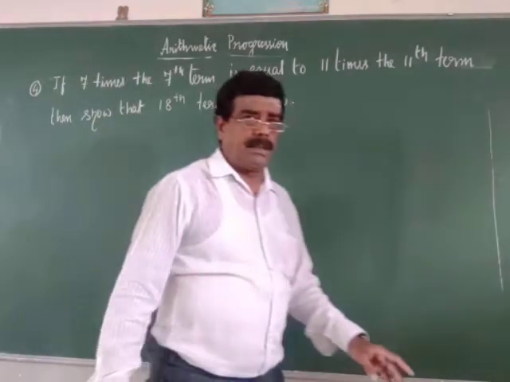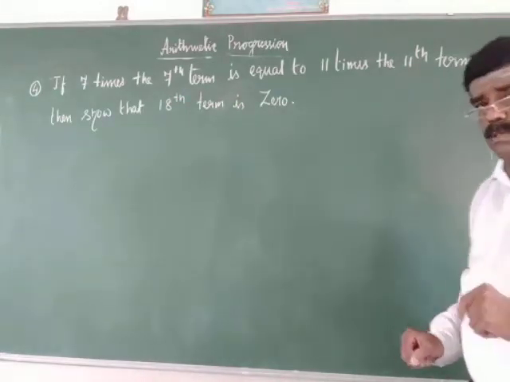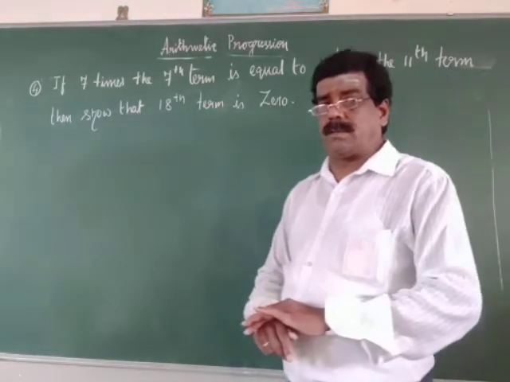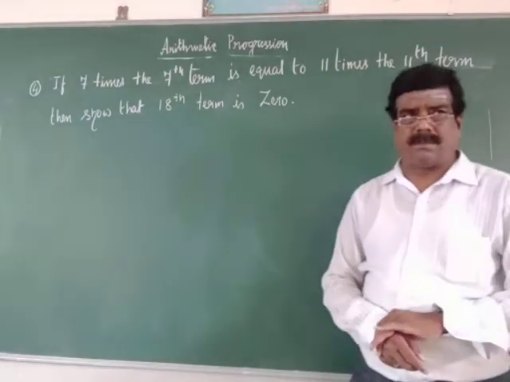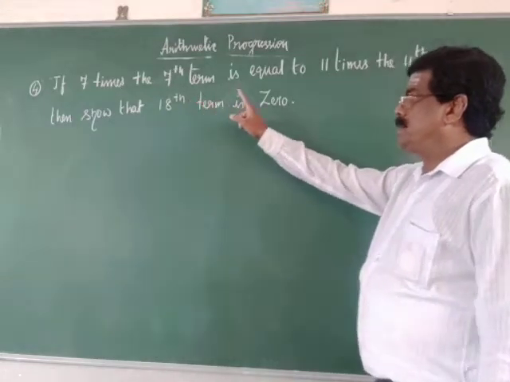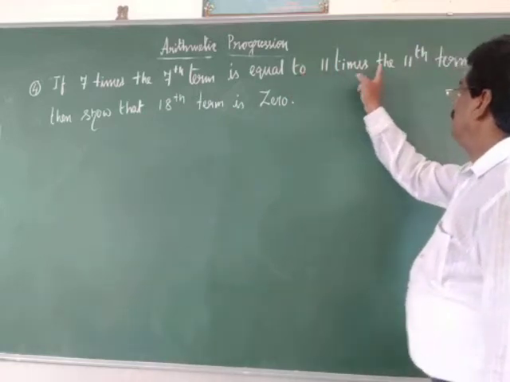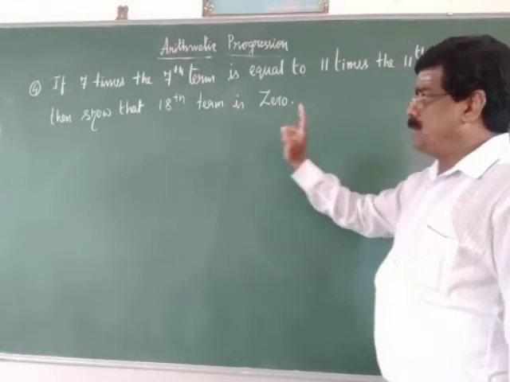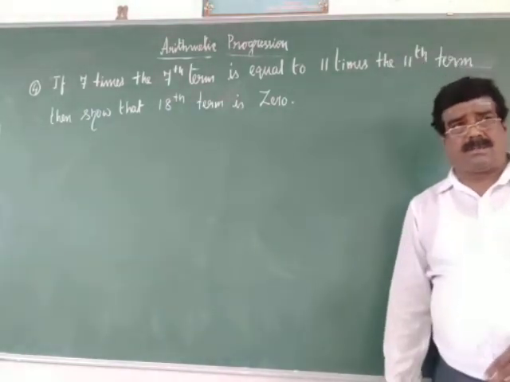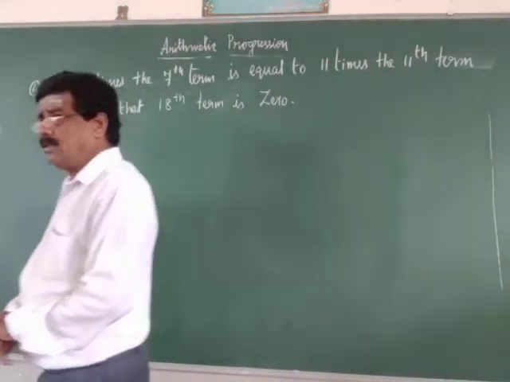Yes, children, here is the next question. Again, this is not in the textbook. This question was asked some 3 or 4 years back in the final examination of CBSE for 3 marks. It's a very simple question. Let me see how to solve it. If 7 times the 7th term is equal to 11 times the 11th term, then show that the 18th term is 0. See children, the question is given and the answer is also given, so there is no question of confusion. You should reach the answer as 0.